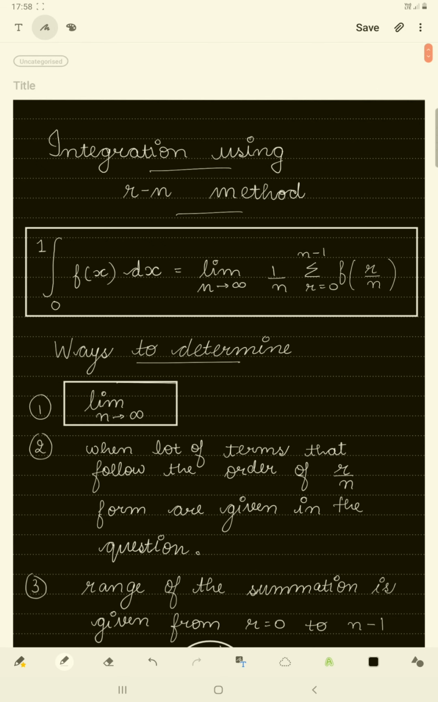Hello friends. So today we are going to do a topic which is most commonly used in definite integration. The topic is integration using the Riemann sum method.